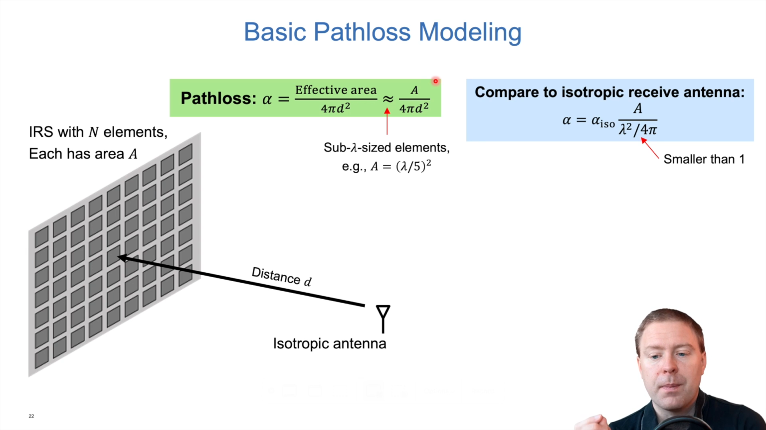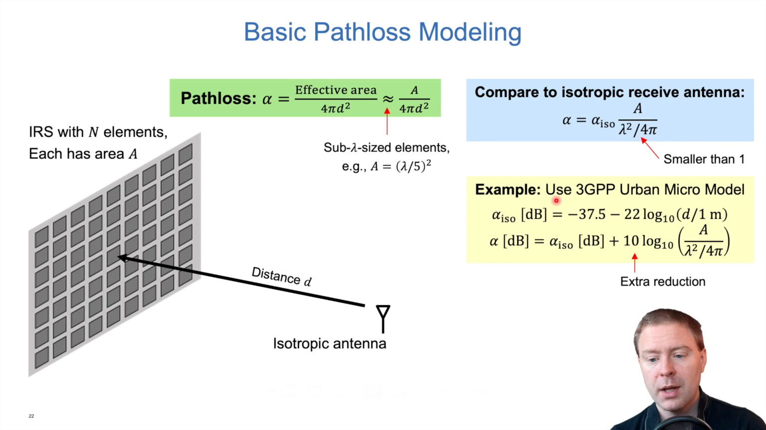What we should remember is that the elements that we have in our surface are typically not isotropic receive antennas. So if we would like to relate this path loss to what we get with an isotropic antenna, which is something that you might find in tables describing different path loss models, then we should take the area and divide it with the area of an isotropic antenna, lambda squared over 4 pi. So this factor here is smaller than 1 typically. So for example, if you would like to use the 3GPP urban microcell model, it is described for isotropic transmit and receive antennas like this.